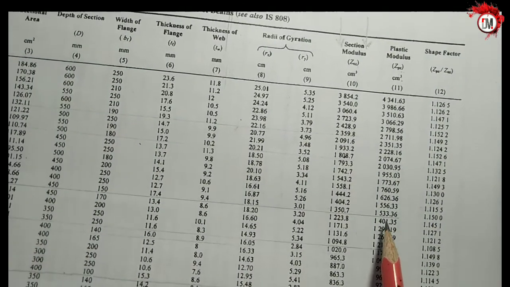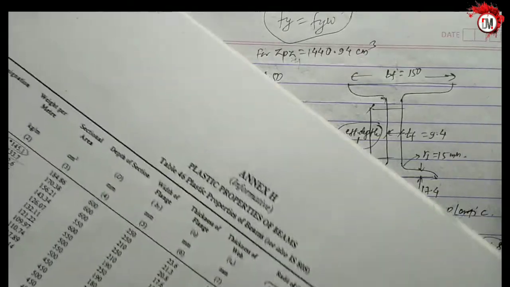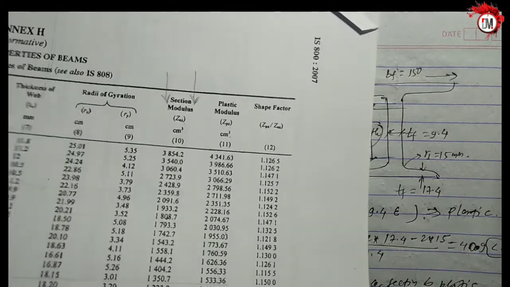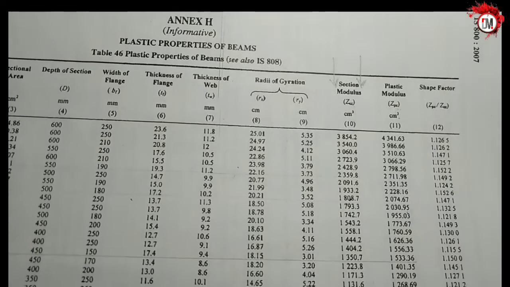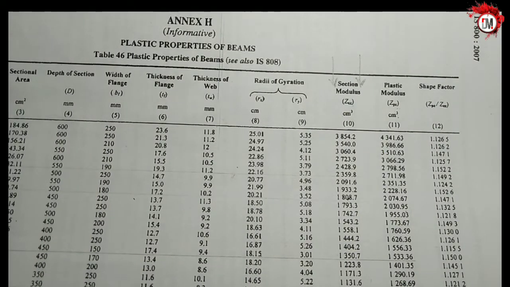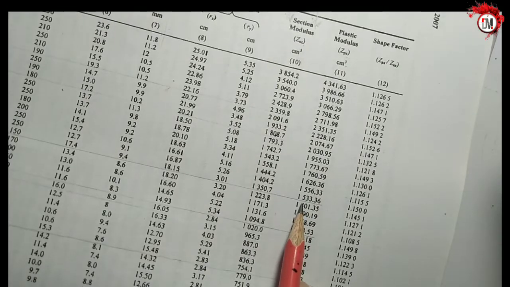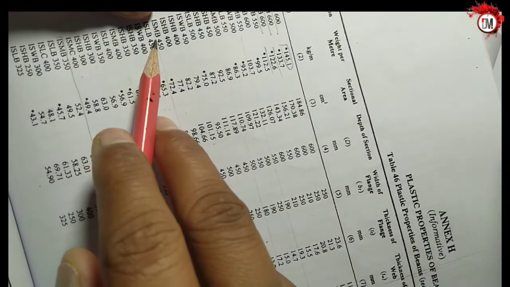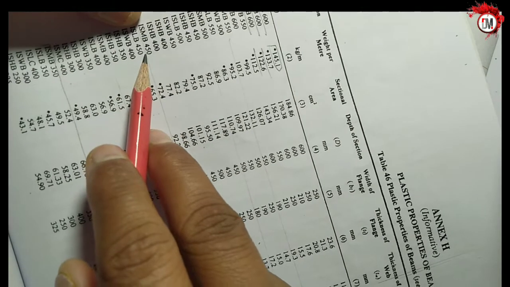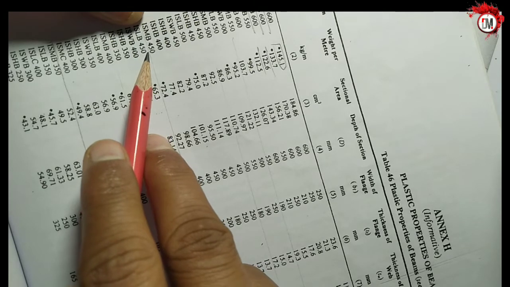So here we will see the corresponding value. Here you can see the corresponding value of 1533.36 in this line. We have ISMB 450. ISMB 450 will be our trial section.